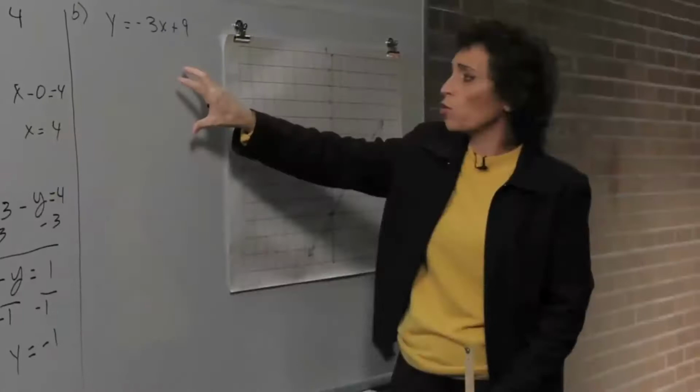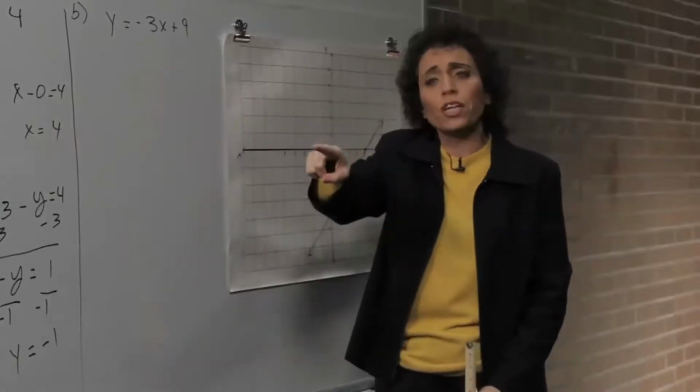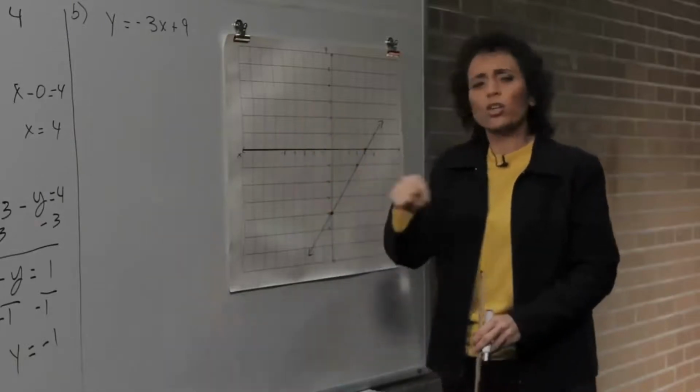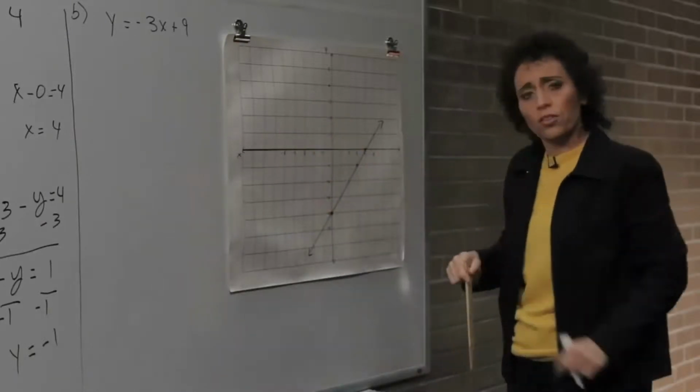Now, I know I want you to graph this, and then I want you to find the slope of each and draw a conclusion. But before I do that, because I'm going to run out of space, I'm going to do it in a little different order. I'm going to find the slope of this line right now.